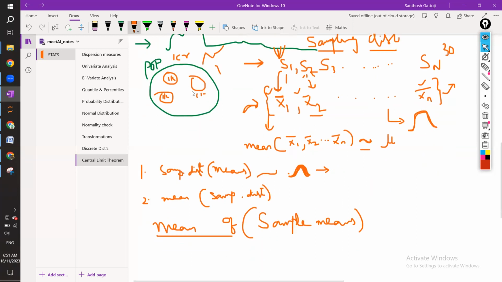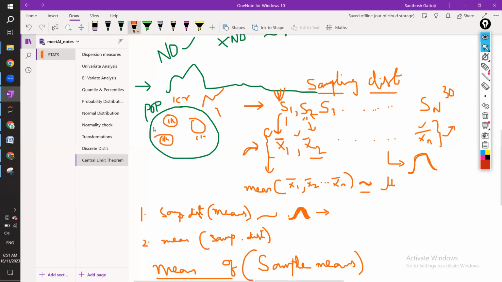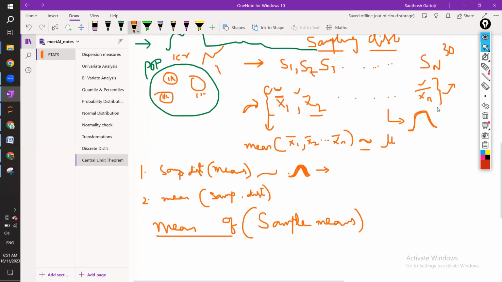But that's fine. What it is saying is, whatever the population distribution, irrespective of that, if you take sufficient samples, and for each sample you calculate the mean, now this will become the sample means. That sample means always tries to follow a normal distribution, and the mean of the sample means will always be equal to the population mean. Isn't it interesting and wonderful?